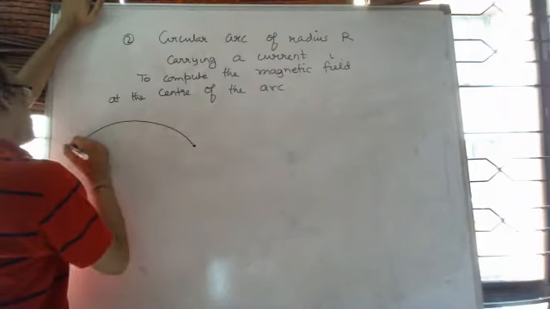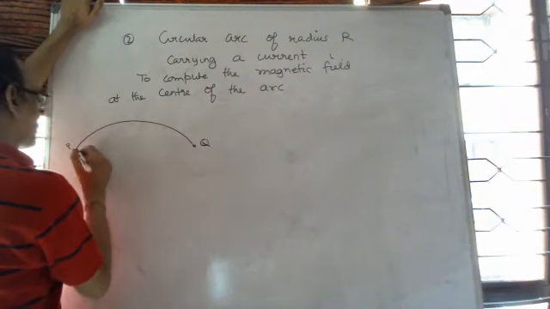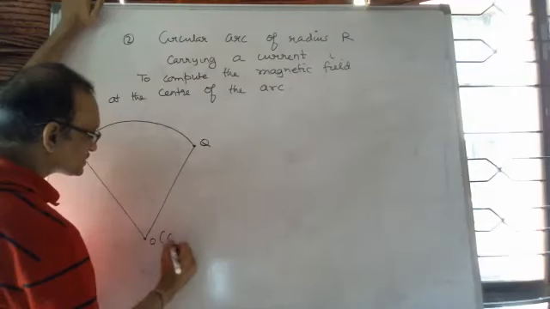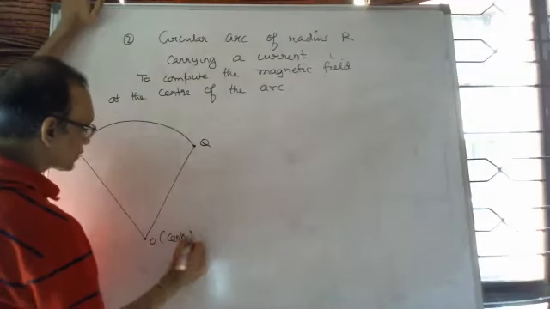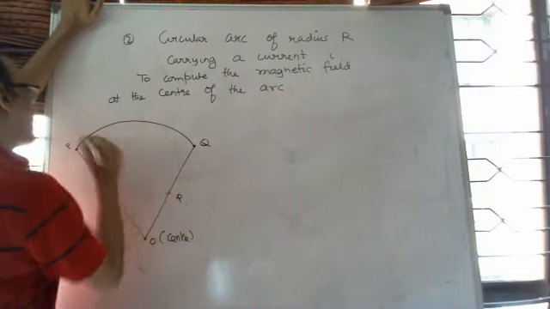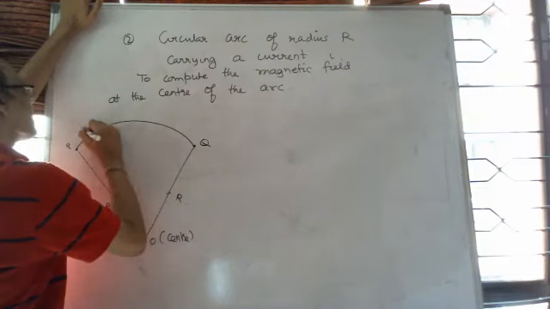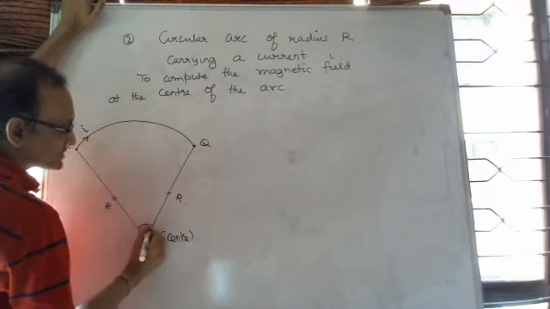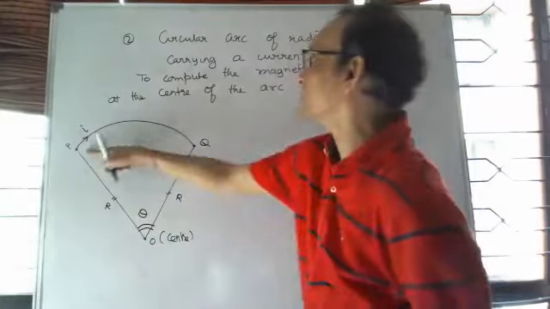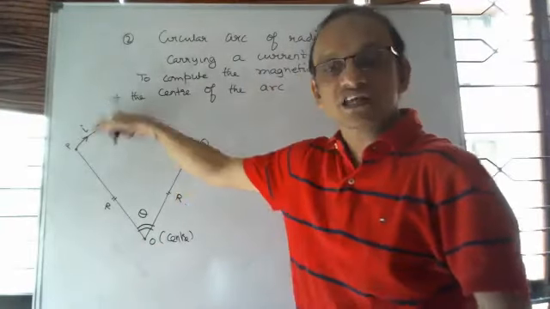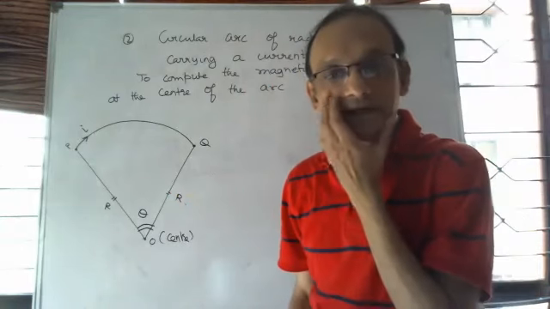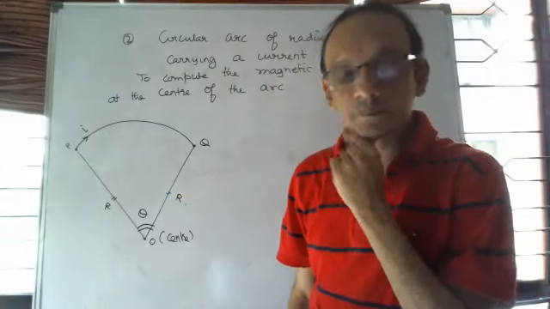See, arc PQ. This is the center O of this arc. This arc is of radius R. And say it's carrying a current like this. And say this arc subtends an angle theta at the center. For this kind of current carrying arc, what will be the magnetic field at O? Let us compute that. Right?